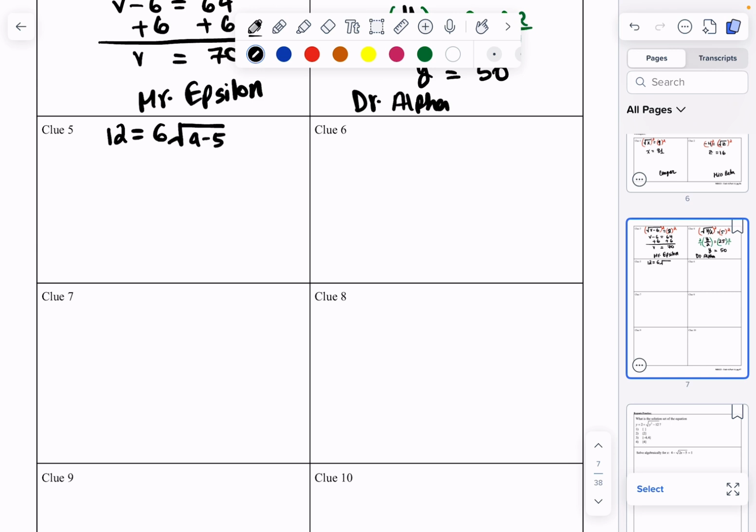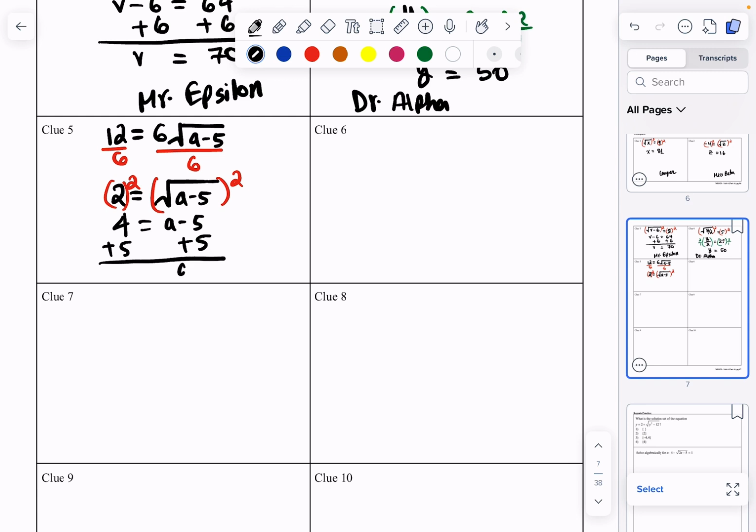So for that one, we would divide by the 6 on both sides first, which leaves us with 12 divided by 6 is 2 is equal to radical a minus 5. So for this one first, we had to get the radical by itself. Then we square on both sides. We have 2 squared is 4 is equal to a minus 5. And then we add 5 on both sides. We get a is equal to 9.